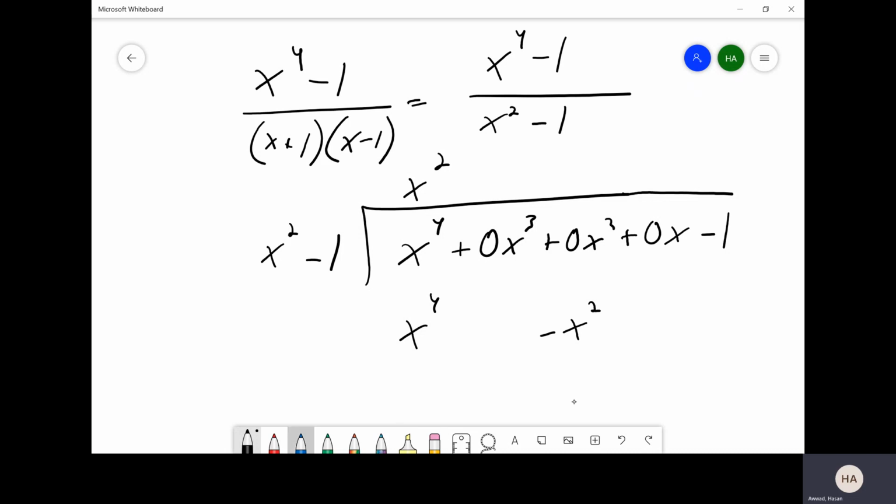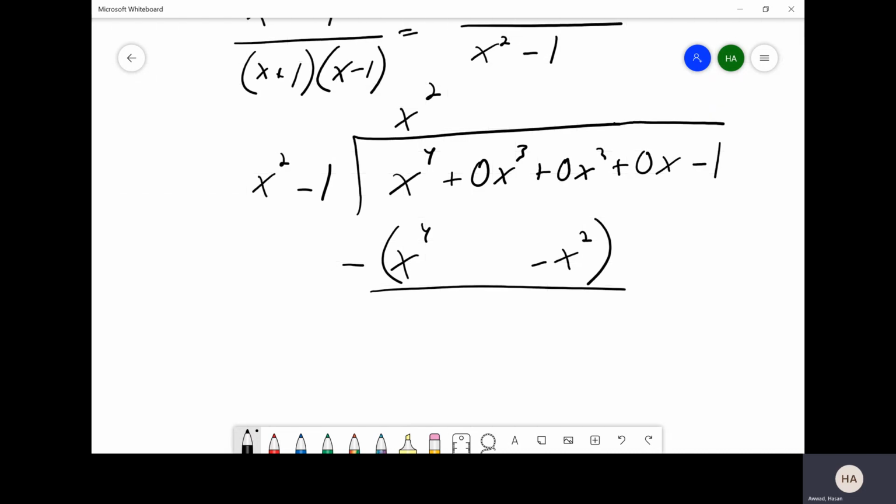I'm going to write this in blue just so we understand: you would have the 0x cubed term right here. But 0x cubed plus or minus 0x cubed is not going to change anything, so I'm going to omit it here. So what's going to happen? We subtract everything. x to the fourth minus x to the fourth gives me 0. That cancels out by design, since we're always trying to cancel out the first term one at a time. We're going to bring down that 0x cubed next.